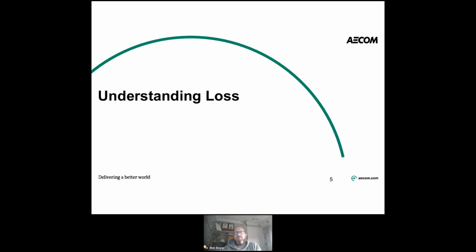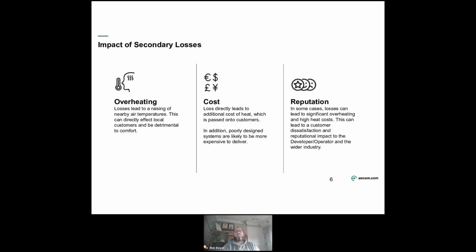So just understanding loss. Loss has a number of commercial implications as well as technical implications. It can lead to overheating running through communal areas, finding it very uncomfortable. In the worst case, I've seen residents with their heating systems turned off and their front doors kept open because the corridors were so warm. There's a cost implication. So loss directly leads to additional cost, which has to be passed on to consumers or could make a heat network commercially unviable to operate. And that can lead to a whole separate situation and complexities in terms of running a system.